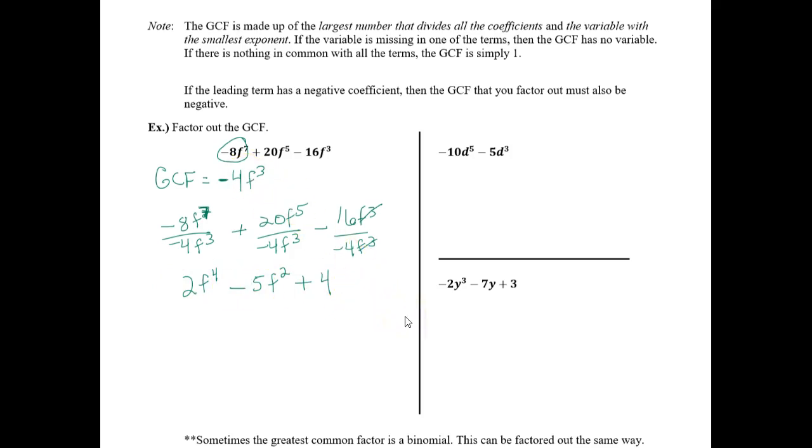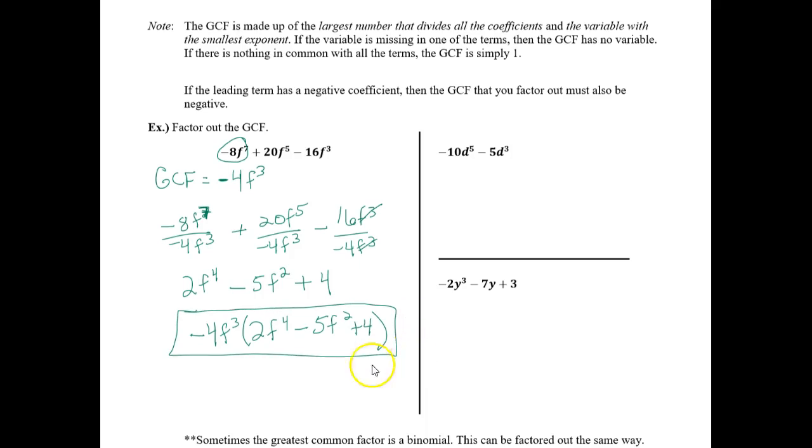The factored form is the GCF times the result of when I divided it out. And it needs to be equivalent to what I started with. So I can always check myself by distributing, and it needs to be what I started with. Try the 2 on the right.